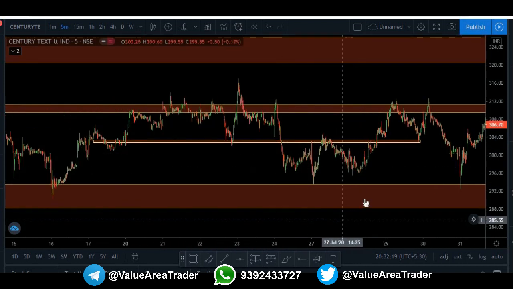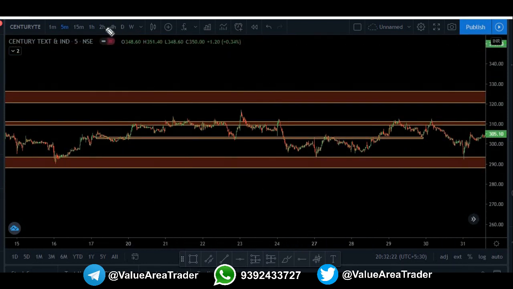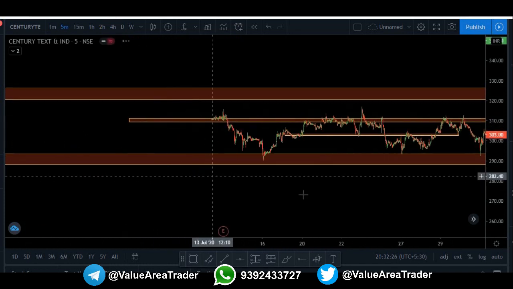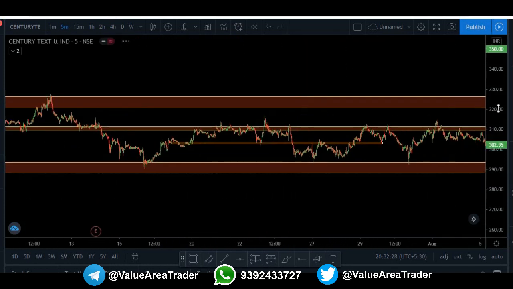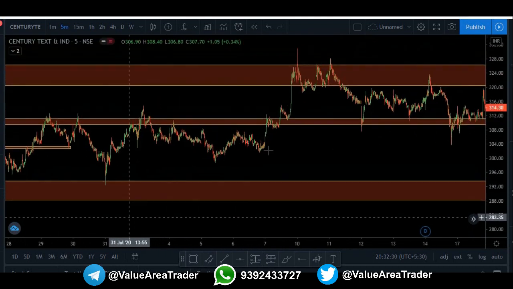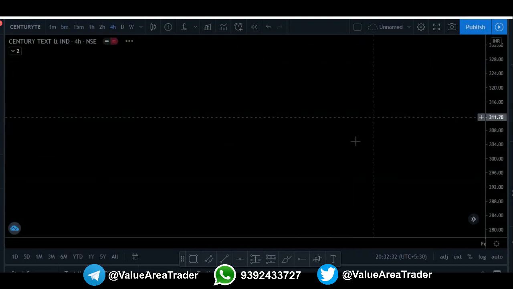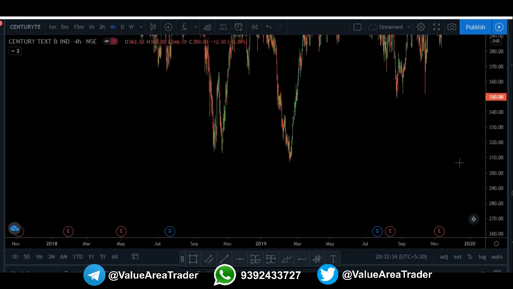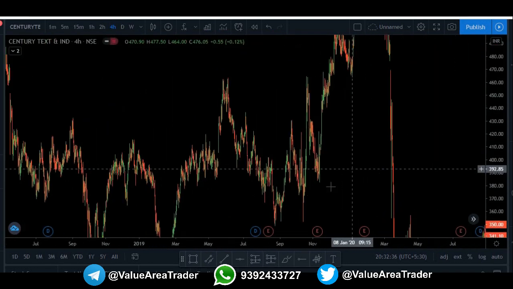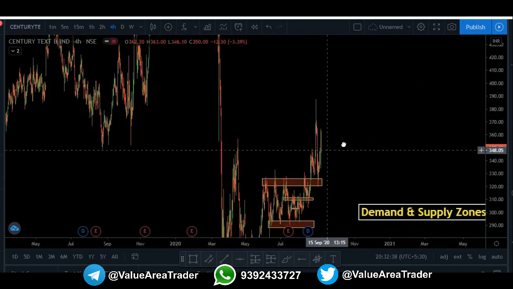But when you draw a resistance and supply zone in a bigger time frame, that will work in the bigger time frame, right? So that's why whenever I get into a trade, let's say you are getting in an intraday trade, I first go to the 4-hour time frame, right? Try this particular technique from the coming trading day that you will have, right?